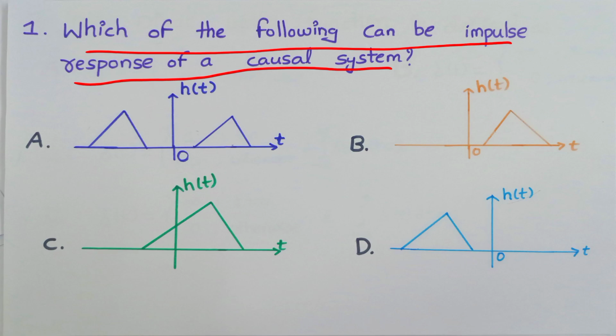Before solving this question, first we have to know what is meant by causal system. A causal system is nothing but the system whose impulse response is present only in the positive time axis. That system is called a causal system. Here observe, we have 4 options. In which option is the impulse response only present in the positive time axis?